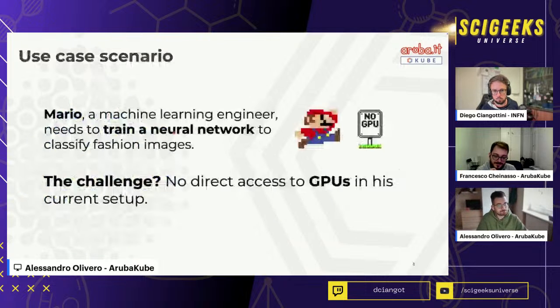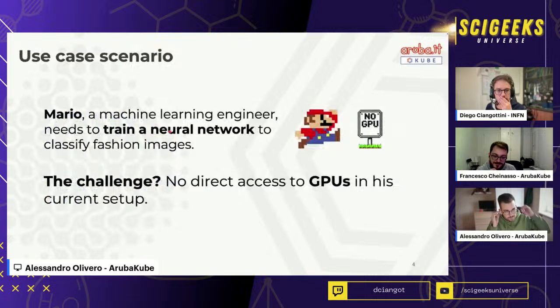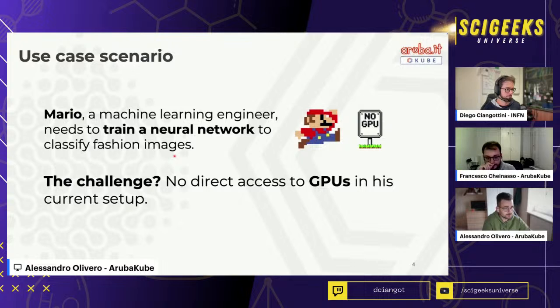Okay. I can start presenting a little bit the use case scenario that we want to present in our demo, where we have Mario, a machine learning engineer that wants to train his neural networks to classify fashion images. But his challenge is that he does not have direct access to GPUs in his dev cluster that the company provides him.